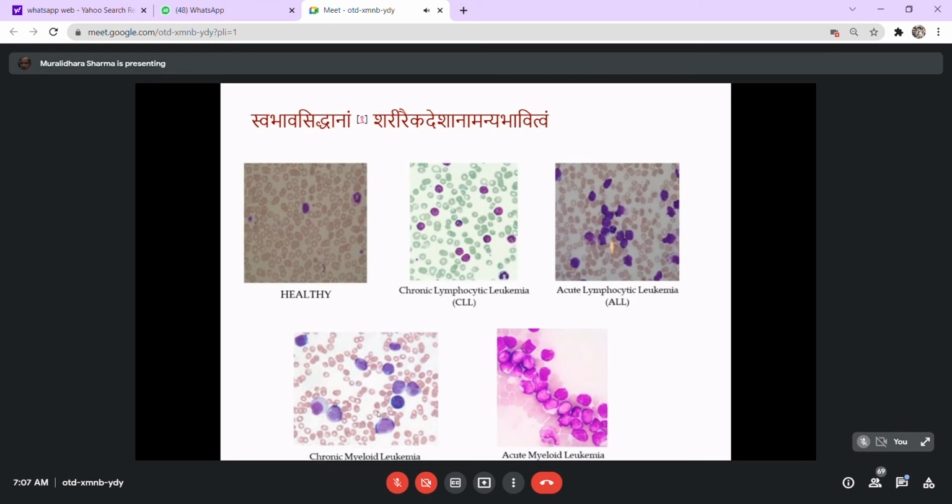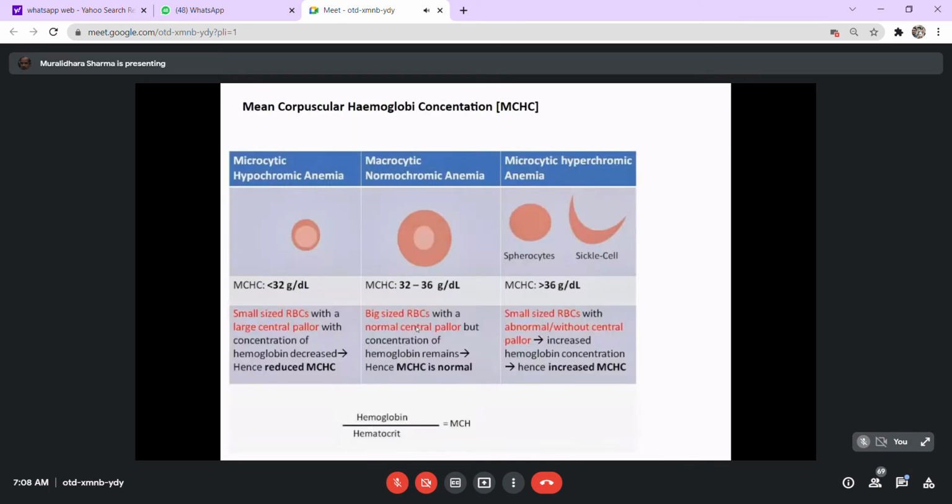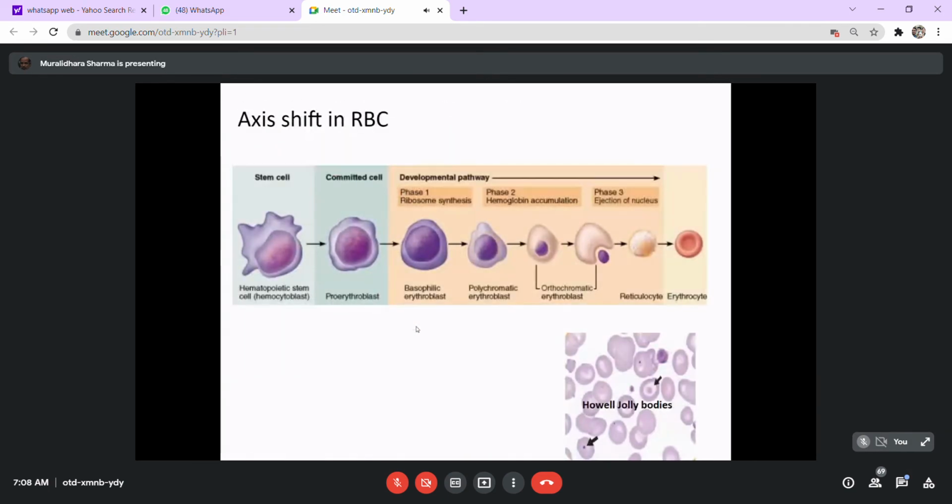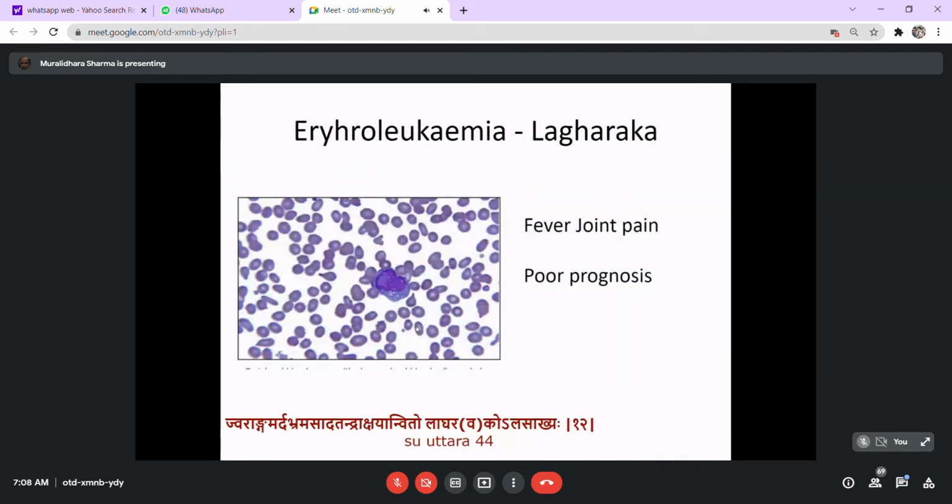All of them have to be differentiated, and all these are the typical features of the cells having some abnormal shape. Swabhava siddhanam sharira ekadeshanam anya bhavitvam. The basic character of these cells is that they would have an abnormal shape and an abnormal number, and that's the anya bhavitva.